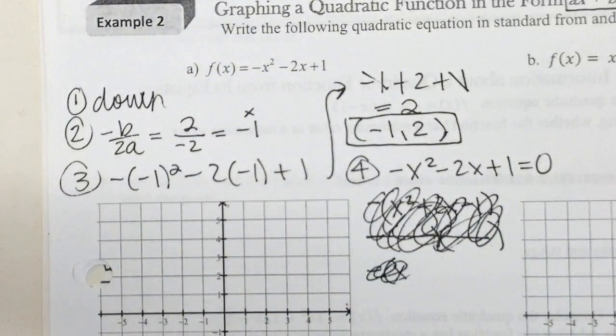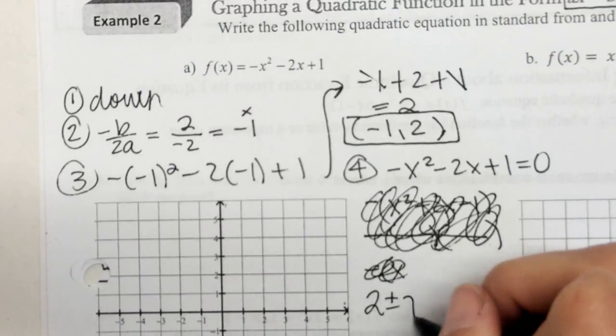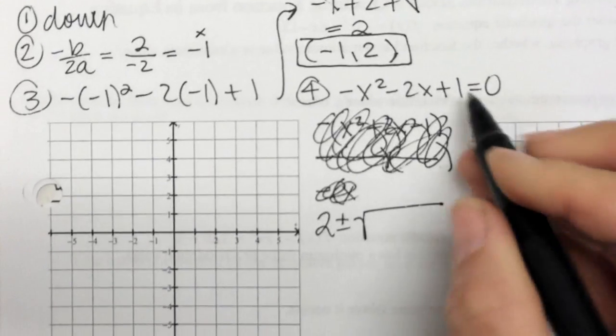Okay. So negative b, that's going to be what? 2 plus or minus square root. B squared would give us what?